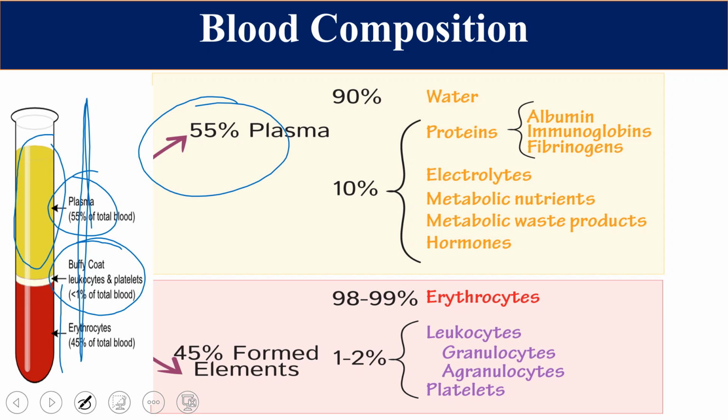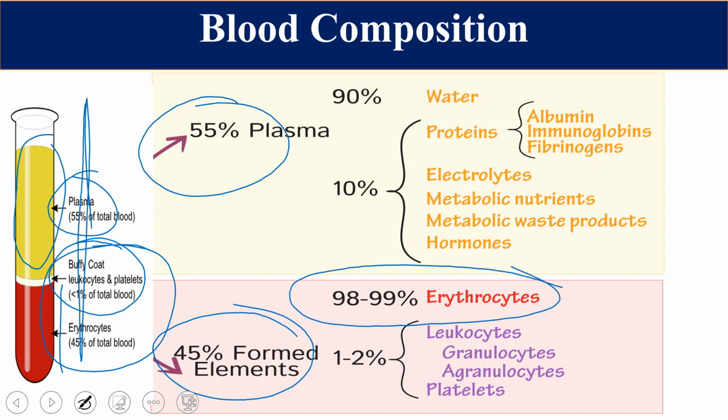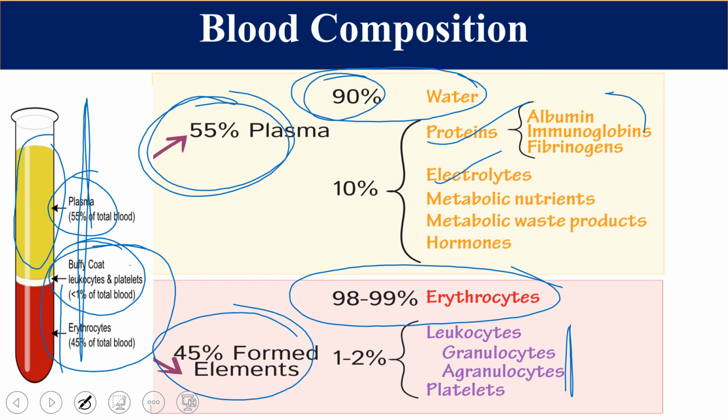So the buffy coat and RBC together make 45 to 46%, that is the form element. In the form elements, roughly 98 to 99% is RBC, and the buffy coat, 1 to 2%, is leukocytes and platelets. When we see plasma, that is roughly 55%. In the plasma, 90% is water. So the maximum portion of our blood is water, and the remaining 10% of the plasma is composed of all the dissolved components, either protein, electrolytes, nutrients, minerals, vitamins, waste products, and other things, which we are going to see here.